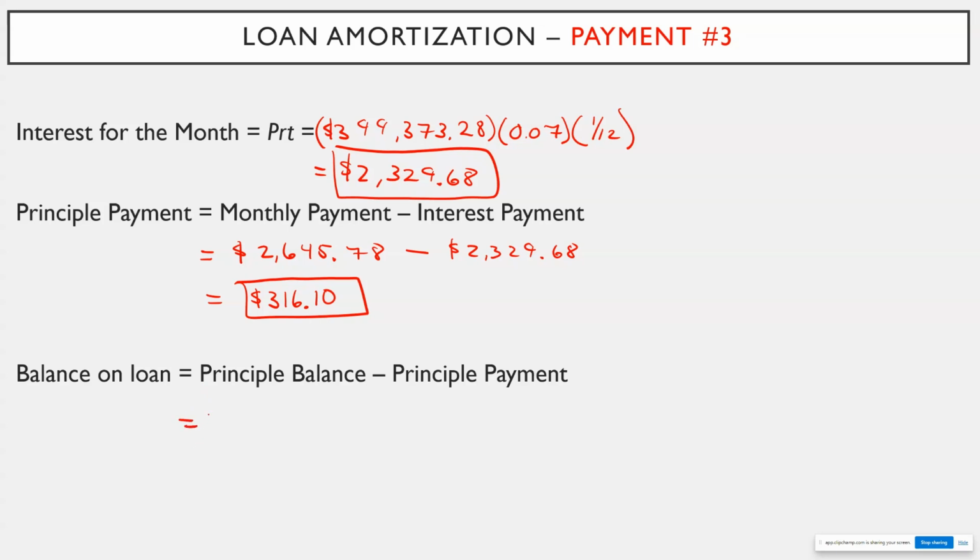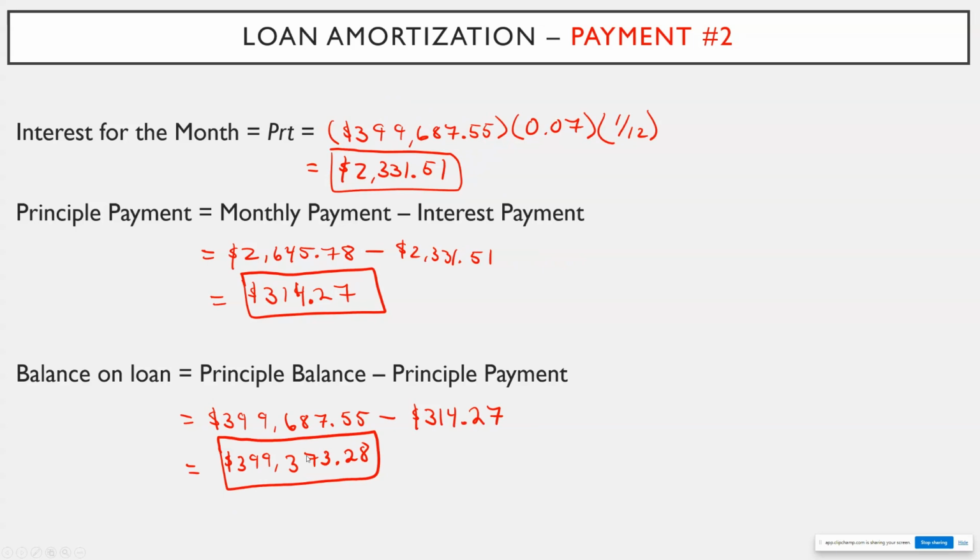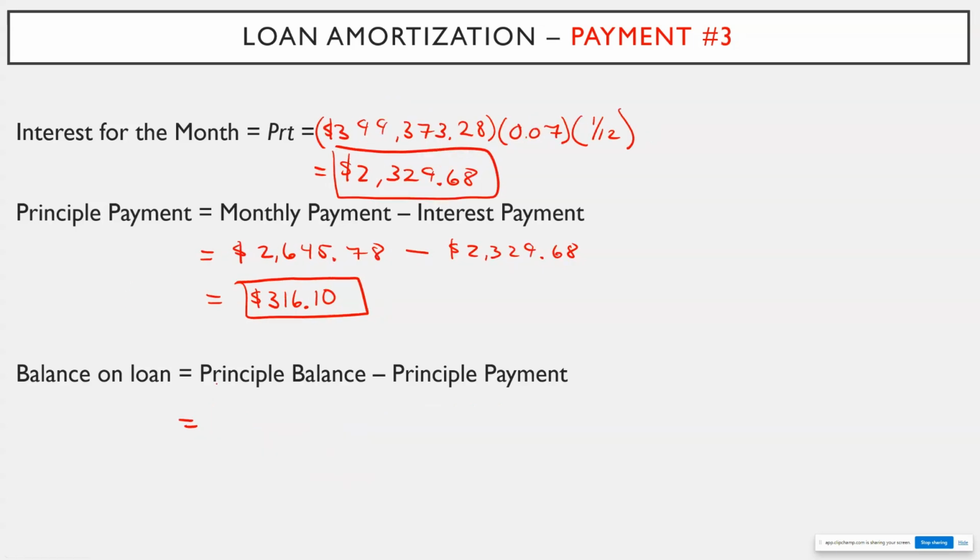So what is our new balance on the loan? Well, it's how much we started the month with, right? Which was the ending balance of the last month. Which was $399,373.28. And what was our principal payment? Well, we paid $316.10 towards principal. So our final balance here after 3 months is $399,057.18.